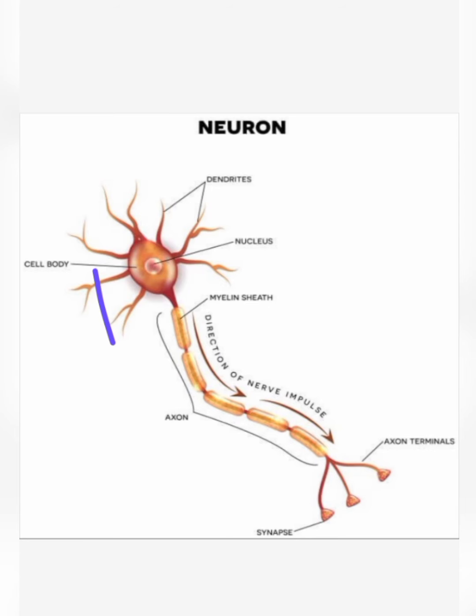We'll learn about a very new and interesting topic, which is the classification of neurons. We learned what a neuron is. Now let's see what the different types of neurons present in the nervous system are.